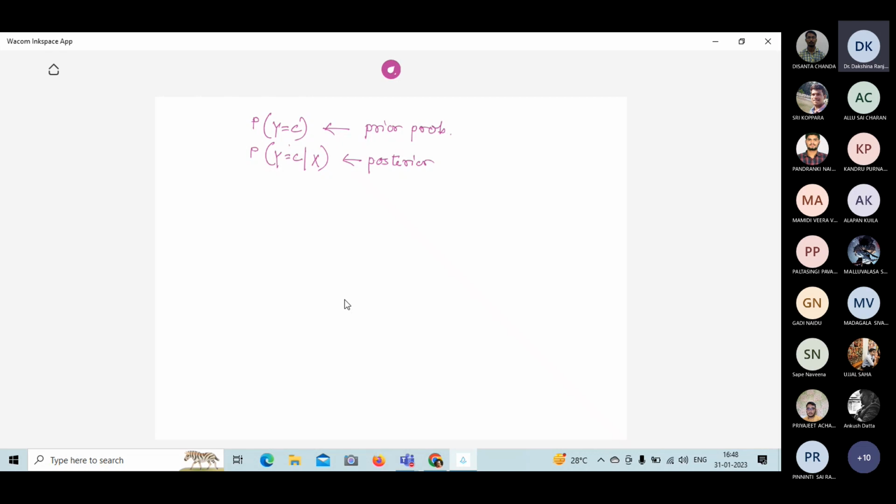Now, if we consider a particular datum that belongs to capital X, this feature vector, then we can get the particular class for this datum which belongs to capital X. Okay, and we get this conditional probability as the posterior probability. Okay, so we get the next evidence when the feature vector X is given.